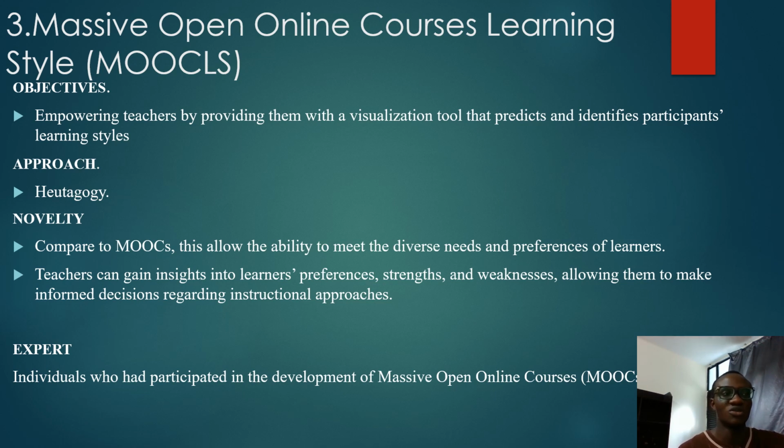So the third point we are going to talk about today is called the massive open online courses learning system, MOOCLS. The objective of this is that it empowers teachers by providing them with a visualization tool that predicts and identifies participants' learning styles. As you all know, we have different learners that learn differently. So it provides teachers a visualization tool that predicts and identifies participant learning style, so that a suitable learning material will be provided for each learner based on their learning style.